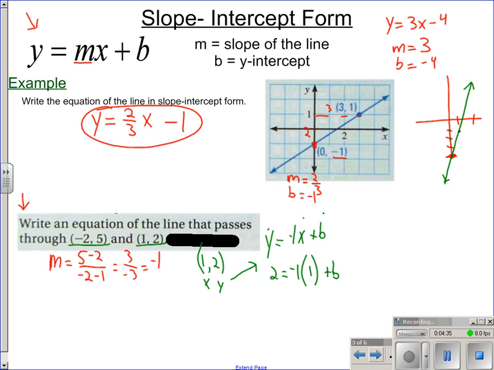Choose one of your 2 points. You plug them in for x and y. Now you've only got 1 unknown. That's the b value, and that's what we're looking for. So 2 equals a -1 plus b. Add 1 to both sides.